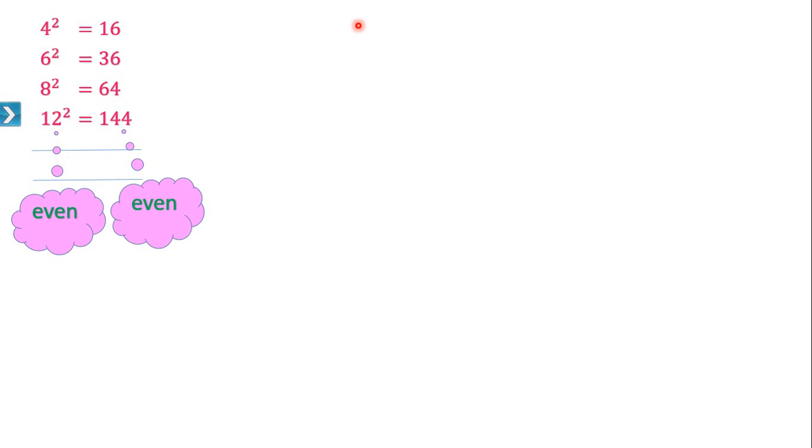Now let us check the squares of odd numbers. 3 square is equal to 9. 7 square is equal to 49. 13 square is equal to 169. 15 square is equal to 225. 3, 7, 13, 15 are odd numbers and 9, 49, 169, 225 are also odd numbers. So what we can say is, squares of odd numbers are odd.